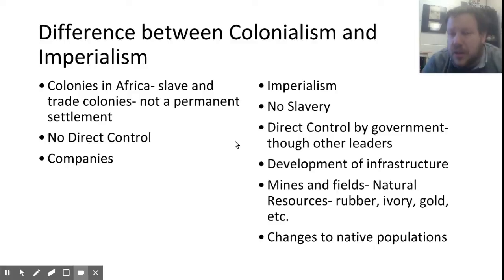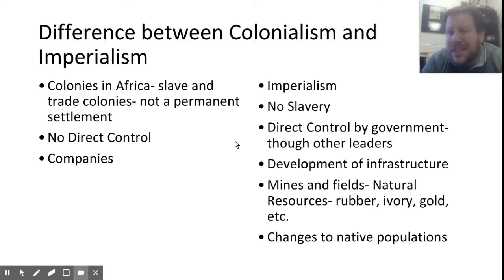Now, you're not going to see slavery, but it's still direct government control. So now the mother country, whether it be Belgium or France or Britain or whoever, will have direct control, possibly directly or through other leaders in that colony. And they're going to put a lot more money into it, building roads and bridges and railroads and harbors, all that kind of thing, to get the natural resources they need to fuel their second industrial revolution.